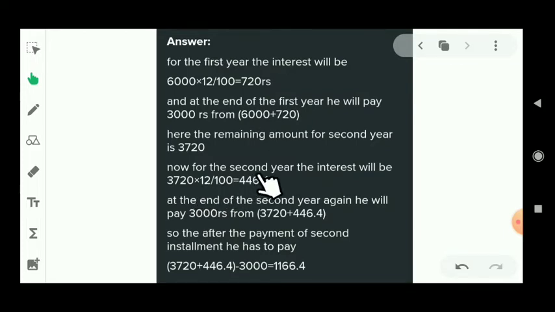Now for the second year, because he already paid 3,000 at the end of every year, that means 6,720 minus 3,000, it will be 3,720.